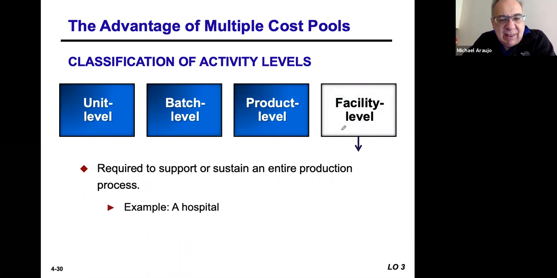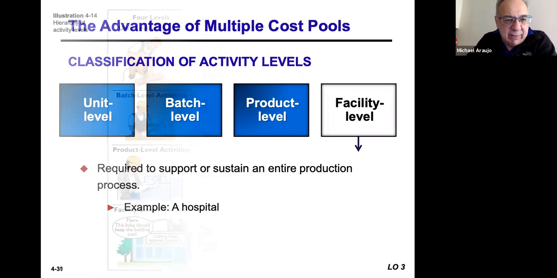And the facility level activity, basically it's just required to support the entire process. And so it's considered facility level. You need a whole factory, you need a whole hospital, things like this. So these are just 4 ways of classifying activity levels that become part of the terms that you're going to have to be aware of and understand in this learning objective.